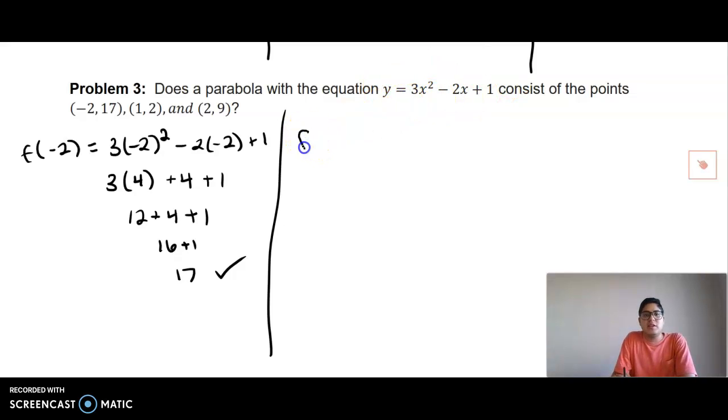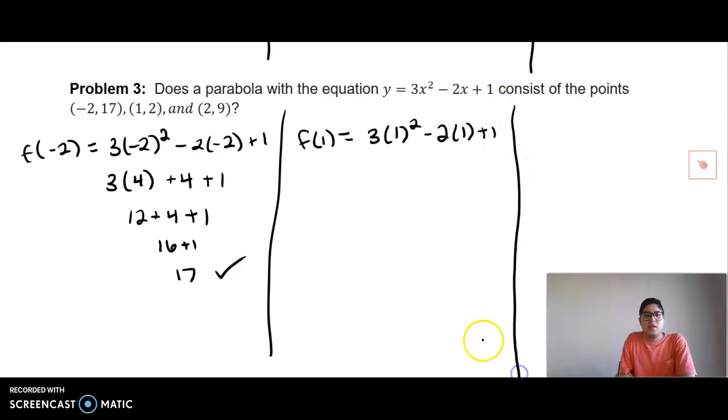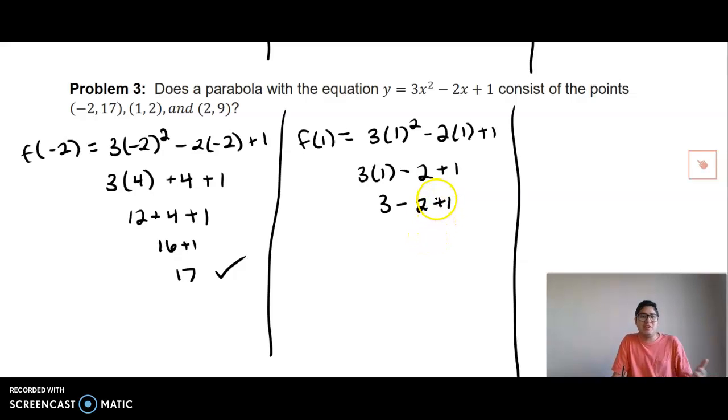Okay, let's check 1. So f of 1, we have 3 times 1 squared minus 2 times 1 plus 1. Let's check it out. Well, 1 squared, you guessed it, is 1. Negative 2 times positive 1 is negative 2, plus 1. So I have 3 minus 2 plus 1, and I'm just using PEMDAS here. So nothing fancy. I know it feels like I'm going fast, but it's okay. So now we go left to right. 3 minus 2 is 1, and 1 plus 1 is 2. So guess what? The coordinate 1, 2 is on the parabola.